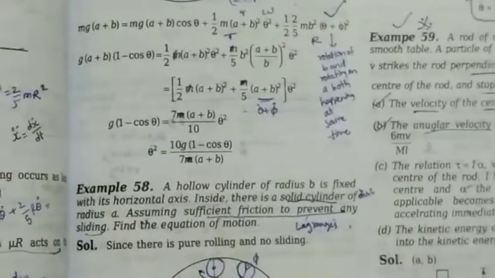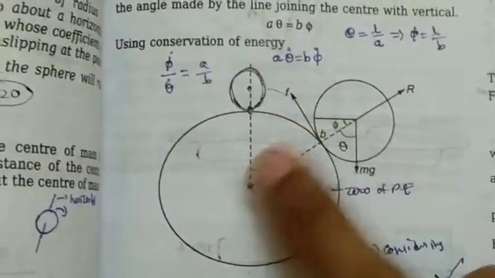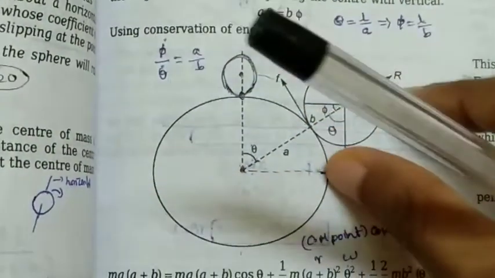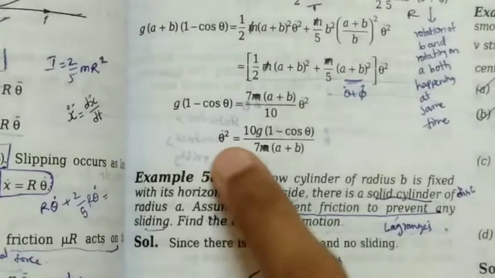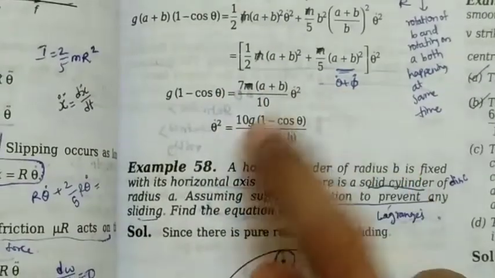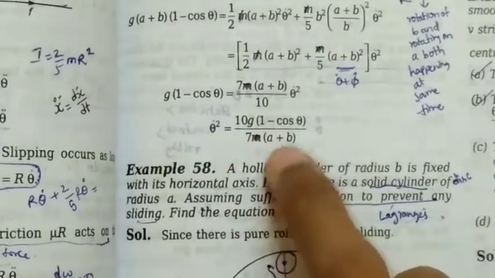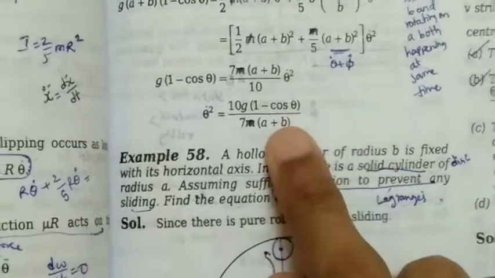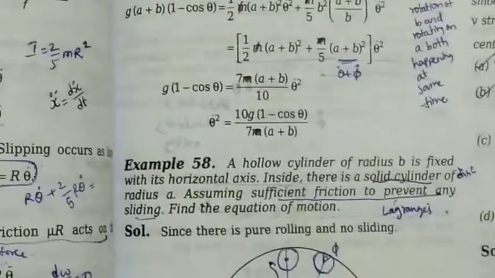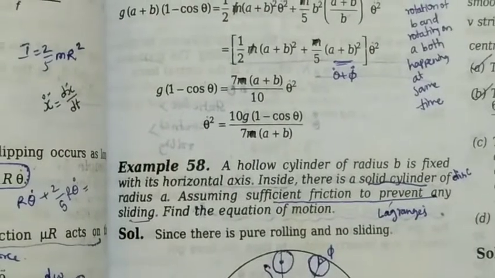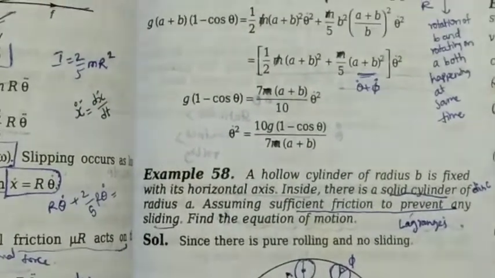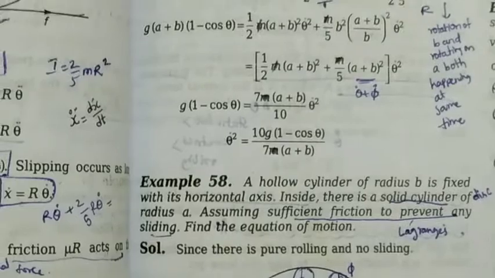So actually what we have to find out is the angular velocity of the sphere. So this is the angular velocity of the sphere, that is theta dot. How much angle it is covering in how much time, that is theta dot. So if we send this square to that side, we would have square root. So theta dot is nothing but square root of 10g into 1 minus cos theta by 7 into a plus b. So this is the angular velocity of the sphere. This was the thing we needed to find out in this problem, and we have finally found it. So that is the problem. Thank you.